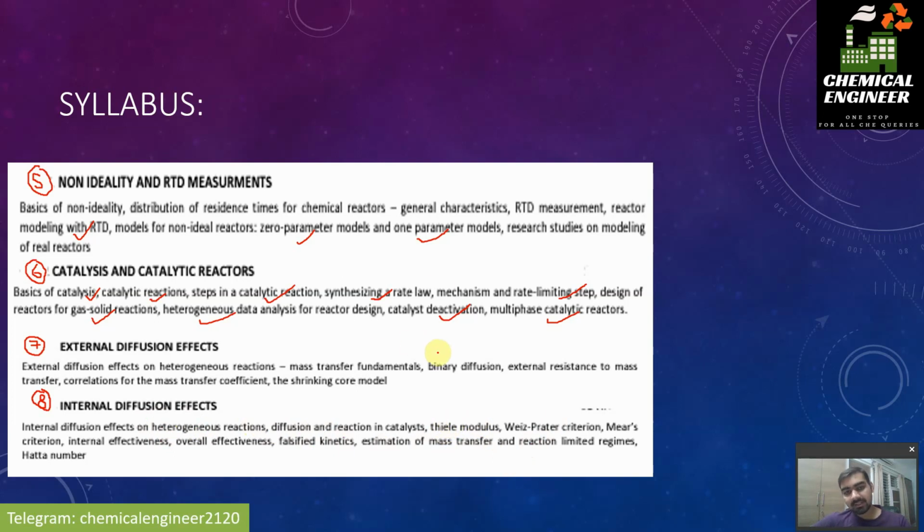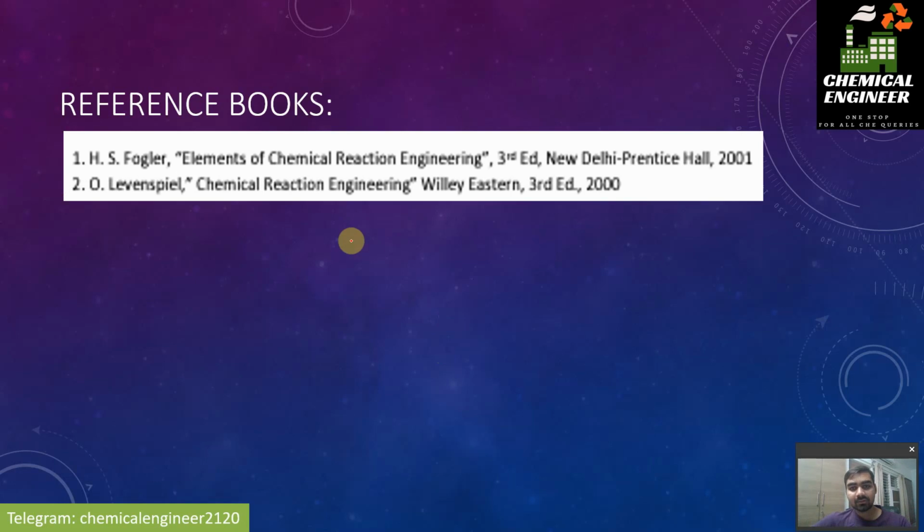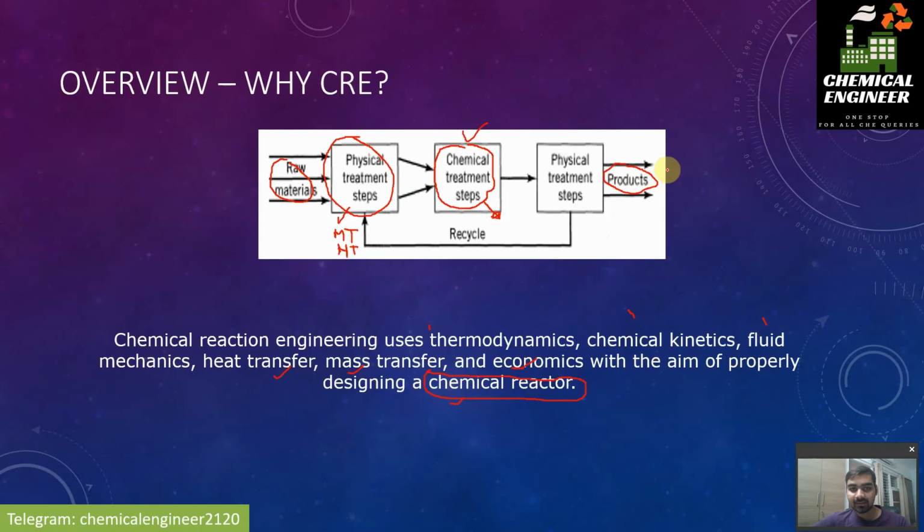Now for your information, let me tell you which reference books I will be preferring. So I will be preferring Fogler, H. S. Fogler, Elements of Chemical Reaction Engineering, third edition. And the second book that I will be following is Levenspiel, that is also Chemical Reaction Engineering, third edition. So these two books will be followed, and these two books are already uploaded on our Telegram channel. So this is all about the syllabus and overview of why we are going to study chemical reaction engineering.